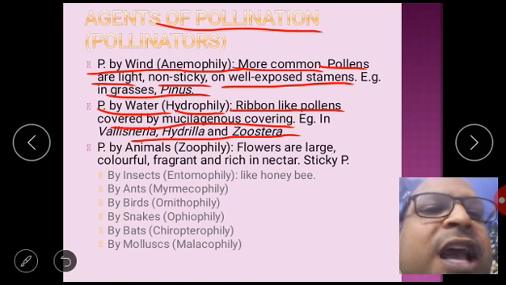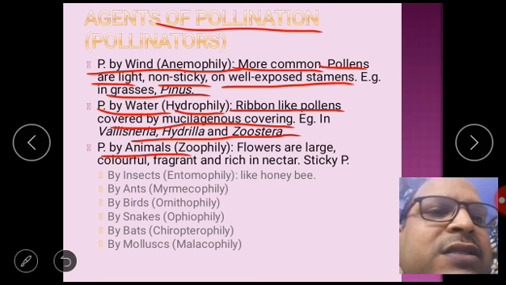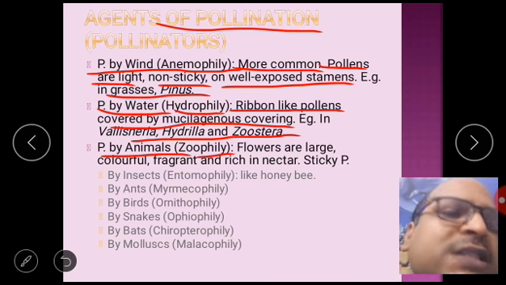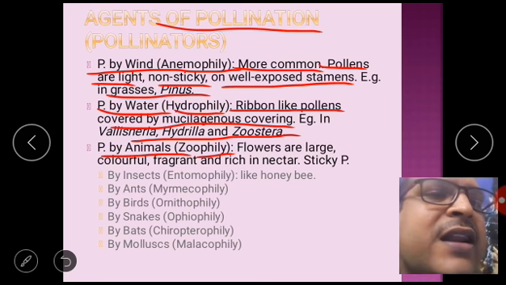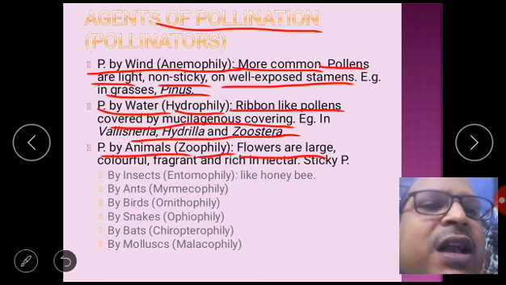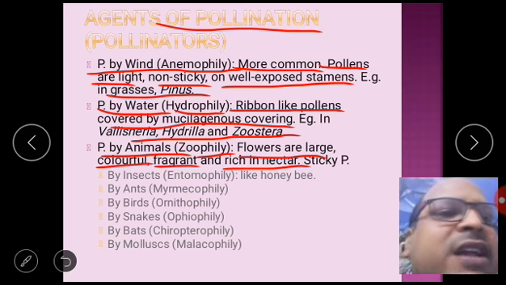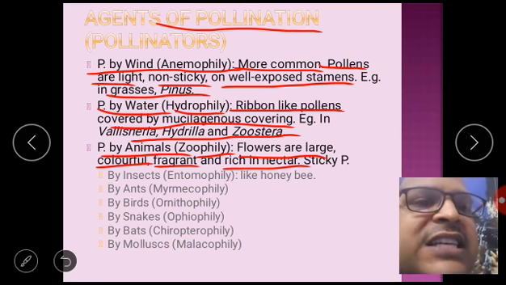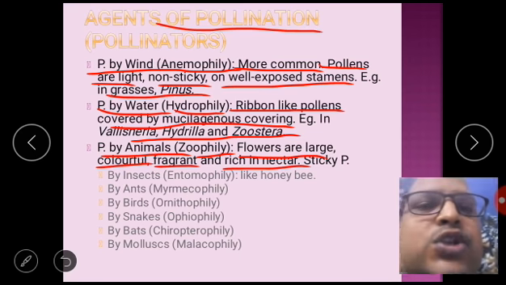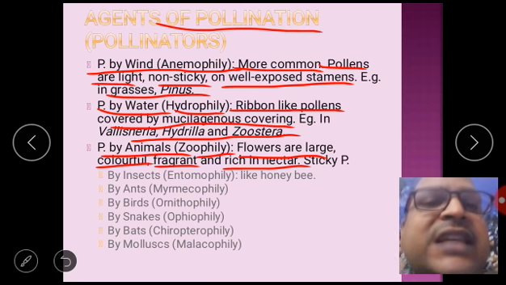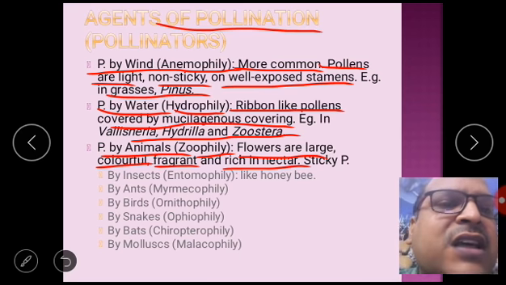Now, pollination by animals. This is the third category and the most interesting also. This is known as zoophily. Here you must know flowers are large, colorful, fragrant, and rich in nectar. Dear students, these will be large, so the insects and others can easily see them, number one. Second thing, they are colorful, so the insects can easily be attracted, and they are fragrant. Fragrance means smell.